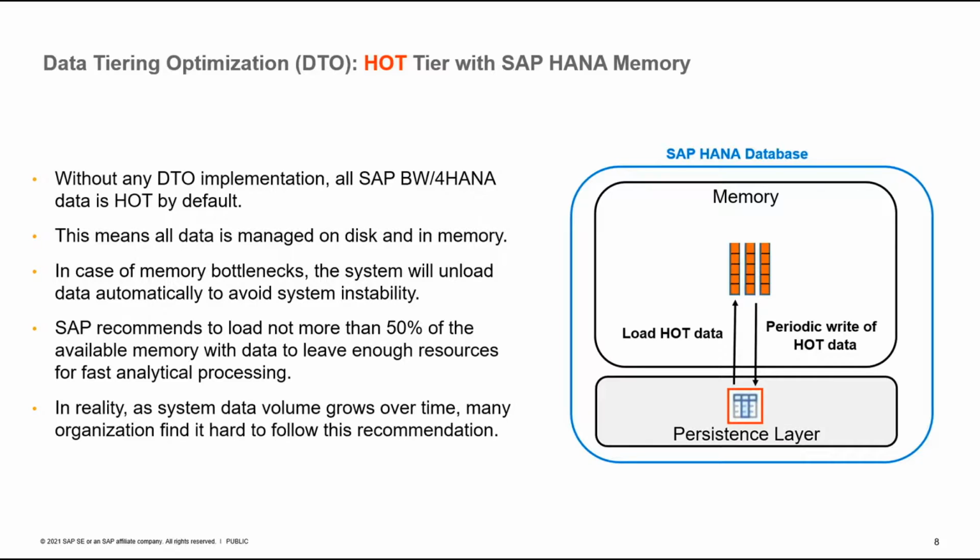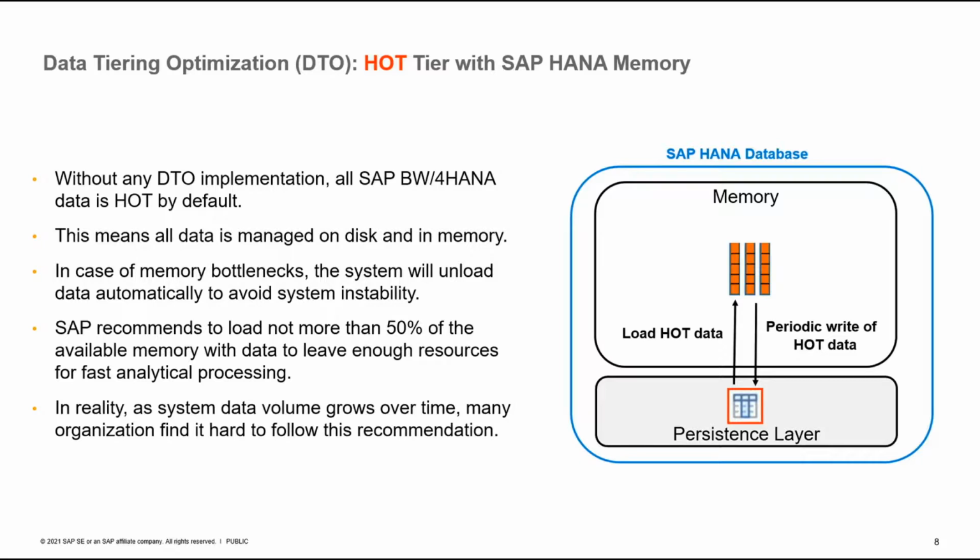So you load the data to the memory when it's required, and then the changes are periodically written as a backup to the persistence layer. In case of bottlenecks, the system will unload all the data from the memory in order to have enough space and to guarantee the stability. The default recommendation for an analytical system like a BW is to load only 50% of the memory with the data. So the real data volume should not exceed more than 50% of the available memory to leave enough resources for the analytical processing.